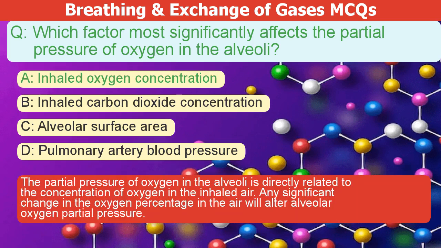The correct answer is A. The partial pressure of oxygen in the alveoli is directly related to the concentration of oxygen in the inhaled air. Any significant change in the oxygen percentage in the air will alter alveolar oxygen partial pressure.